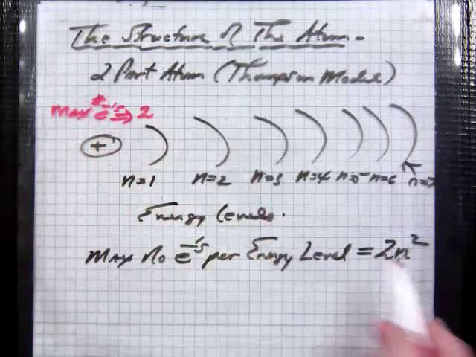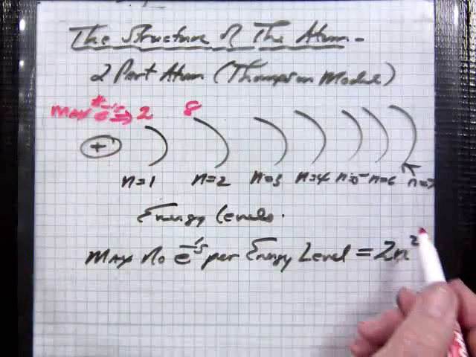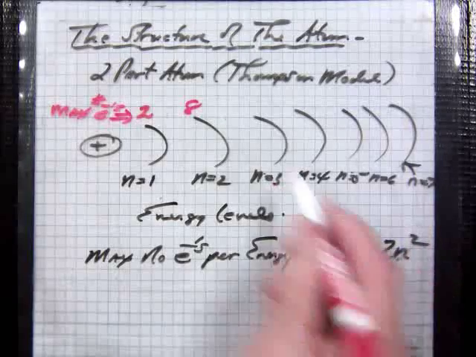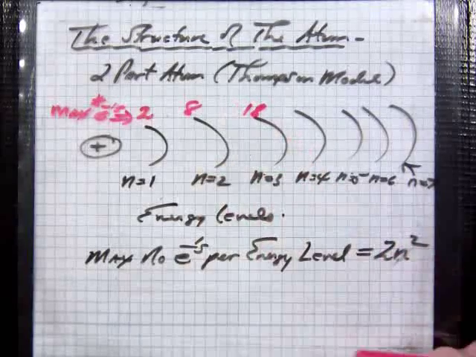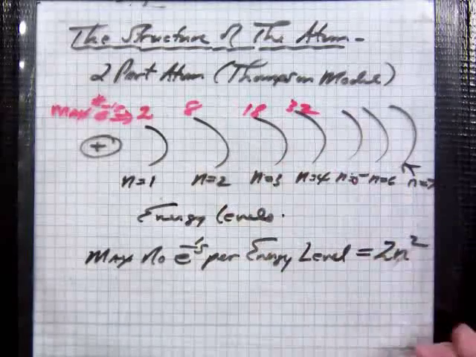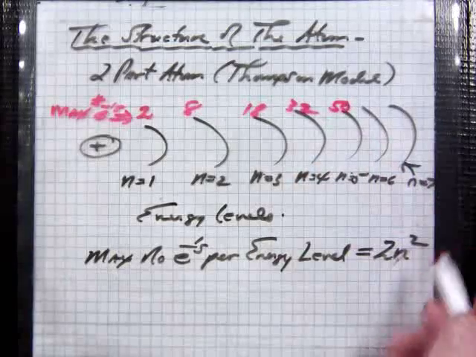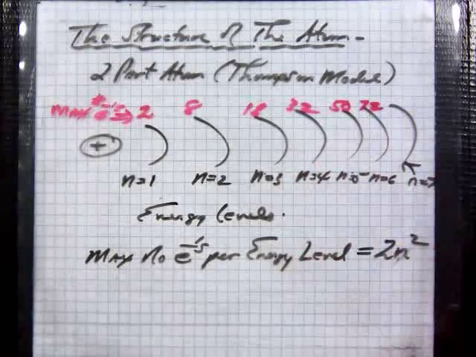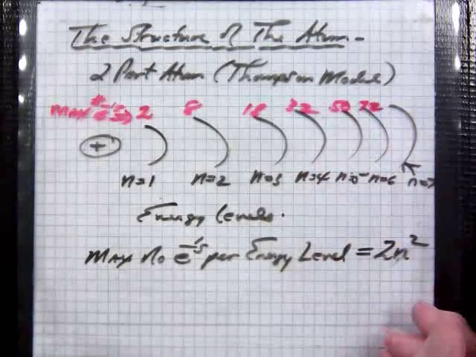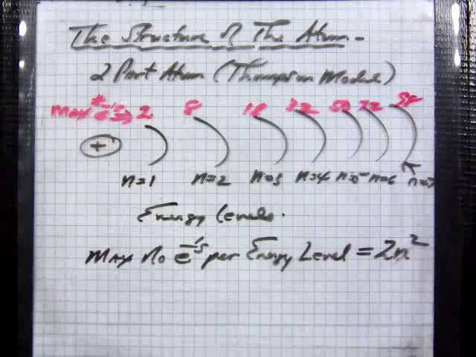And 2 squared is 4, 2 times 4 is 8, so we can put 8 in that one. 3 squared is 9, and 2 times 9 is 18, we can put into that one. 32, 50, 72, and so forth, 98. So that represents the maximum number of electrons.